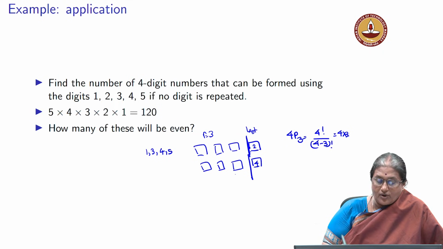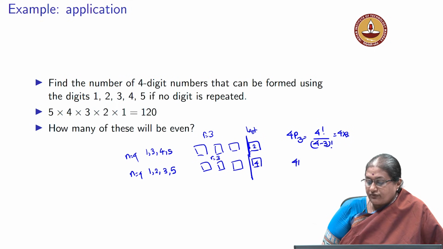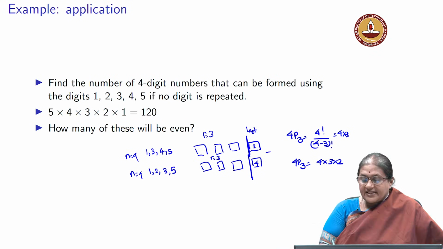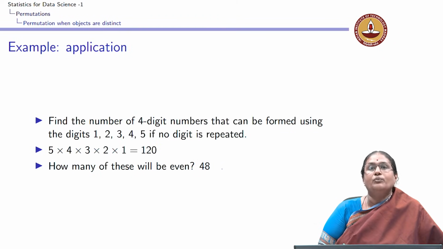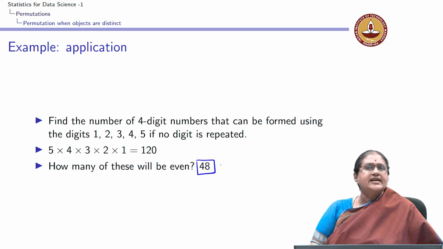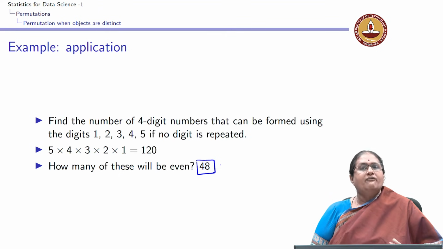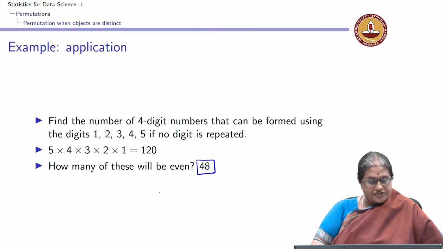Similarly, if I fix a 4, I have again r equal to 3 blanks and I have 1, 2, 3 and 5, my n equal to 4. Again I can choose it in 4P3 ways, which is again 4 into 3 into 2 ways. So, if I add these two up, the total number of ways is 24 plus 24, which is 48. So, you can see that we can use this simple formula of permutation to count the number of arrangements that can arise in various situations.